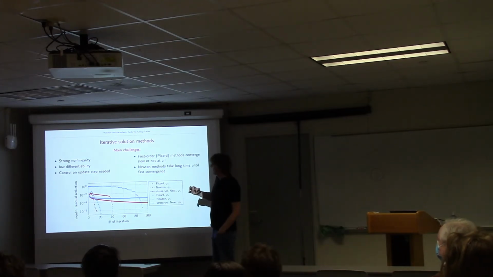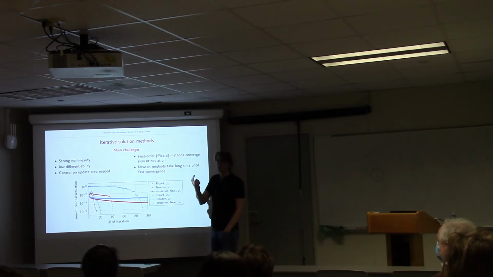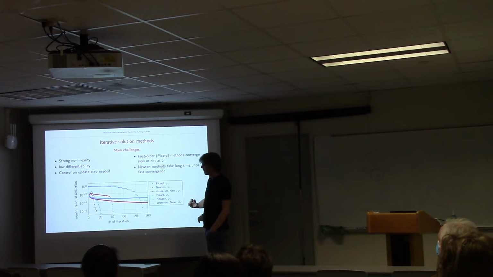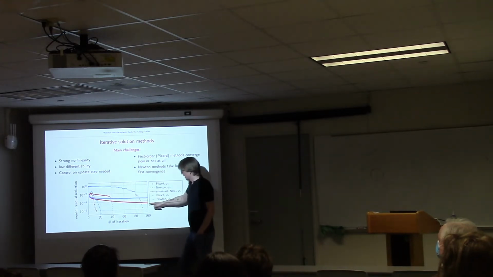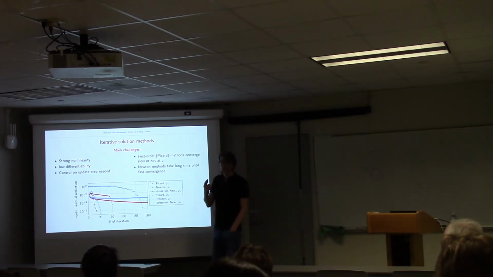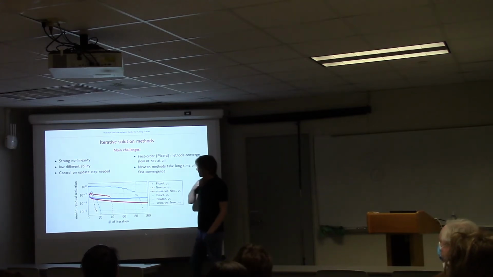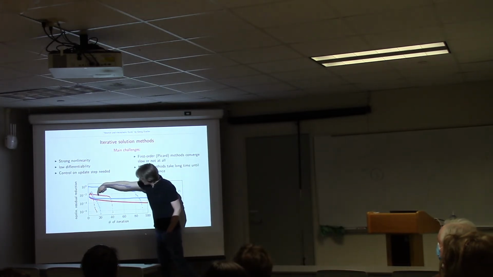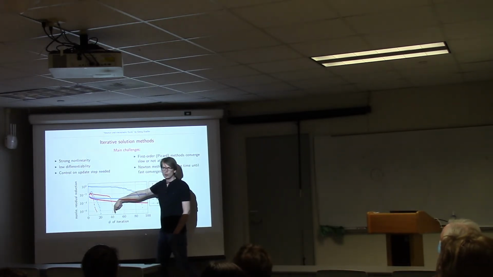If you just try to solve this nonlinear equation with what's called the Picard method, the fixed point iteration method, which is even simpler than Newton, this is the convergence you get. After 100 iterations, you haven't made it anywhere. It's not convergent, too slow. If you do Newton's method, this is the value you get. You basically do a lot of steps, and eventually you get fast convergence.